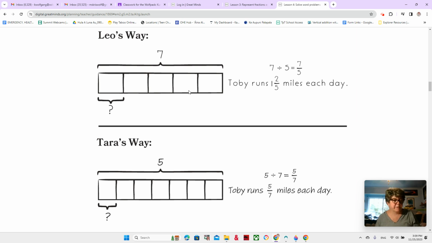How did Tara set up hers? She has a 5 on top, and her tape diagram is broken into 7. So the 5 would represent the days, and the 7 would represent the miles. Which student is correct, and how do you know?